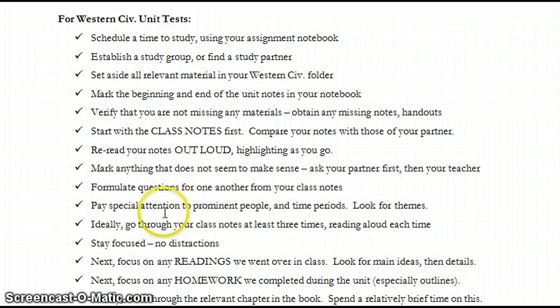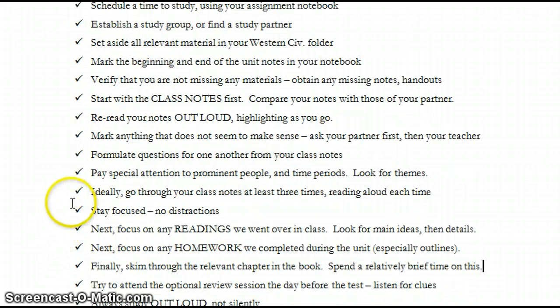While you're studying, pay attention to any prominent people. Also, keep in mind the time period we're learning about. In addition, look for themes. These should be pretty clear, but also make sure you're not forgetting them, because the short answer question usually is about the theme of the chapter or one of the themes. In an ideal situation, you would go through your class notes 3 times, reading aloud each time you do so. That's with your partner as well.